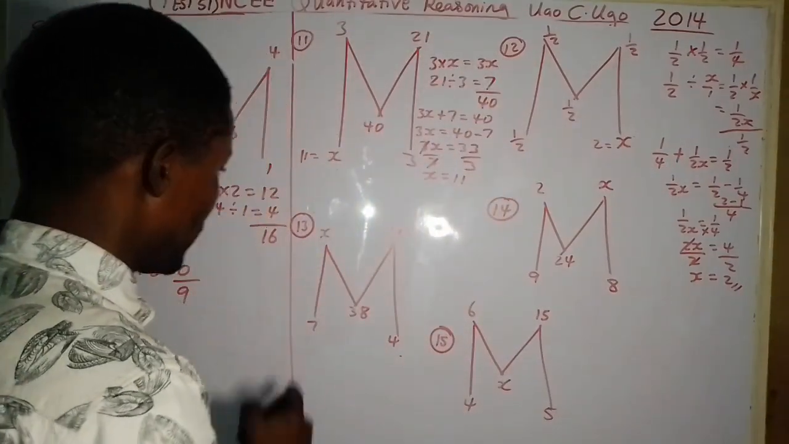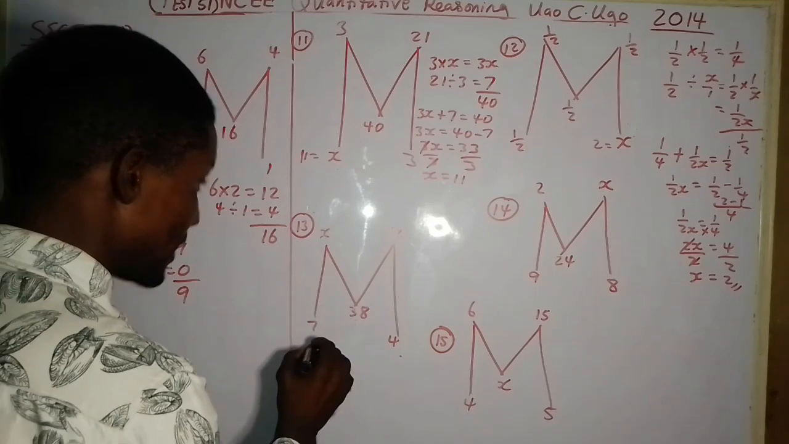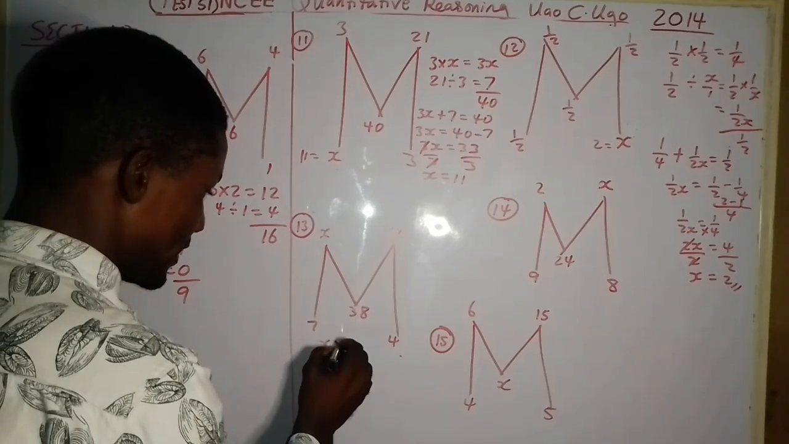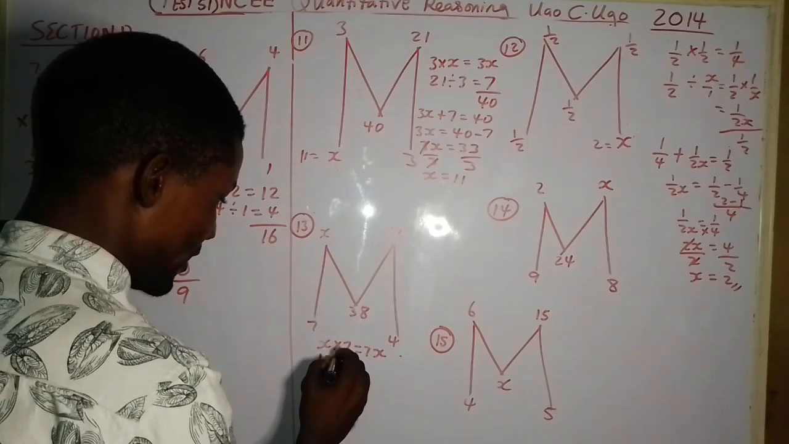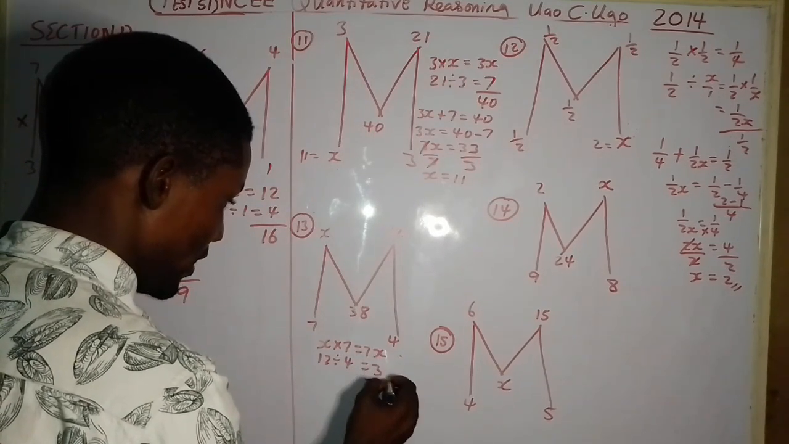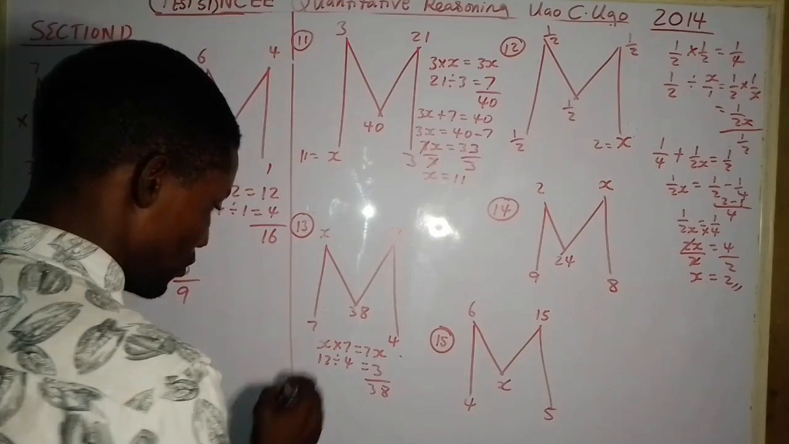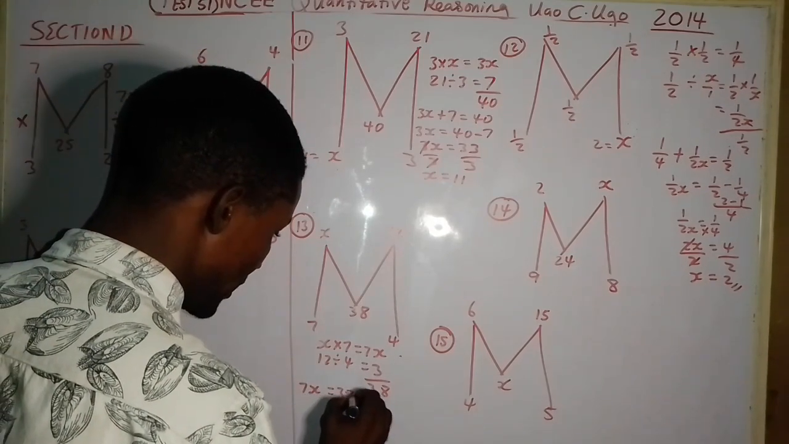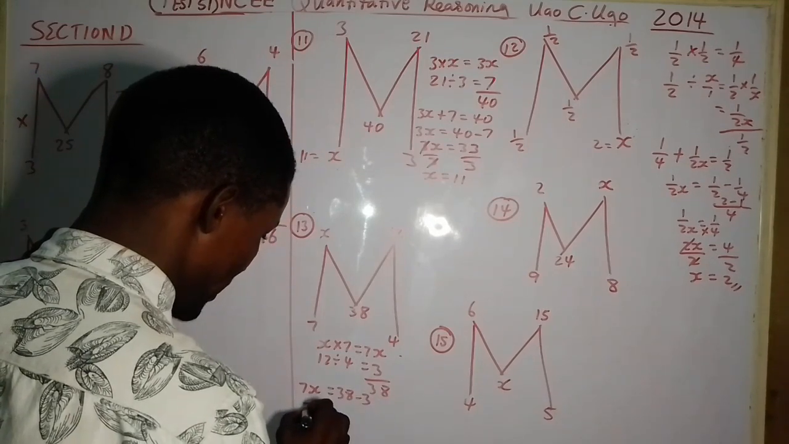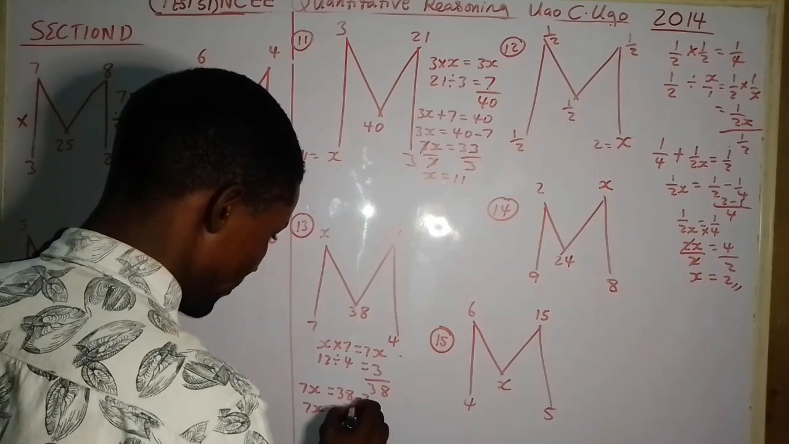Now the next number, let's go for 13. Question 13, this will be x times 7 equals to 7x. 12 divided by 4 will give us 3. Everything equals to 38. This one is also going to turn into an equation. So we have 7x equals to 38 minus 3. 7x will be equal to 35.